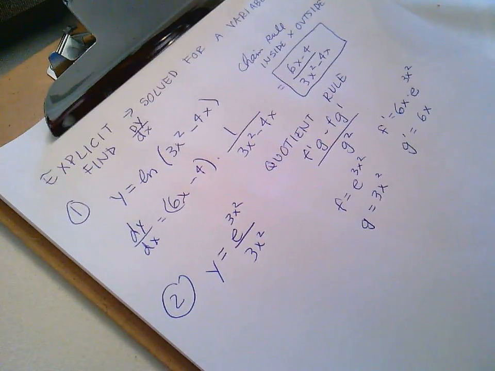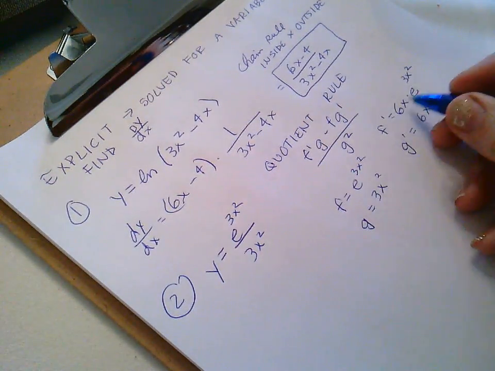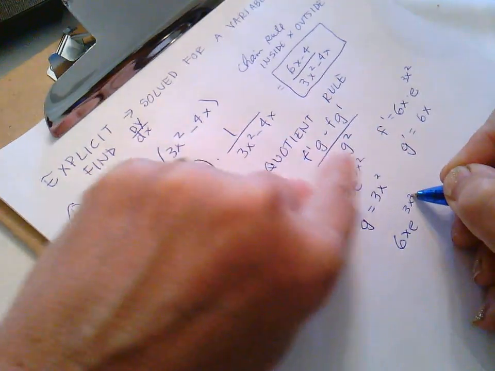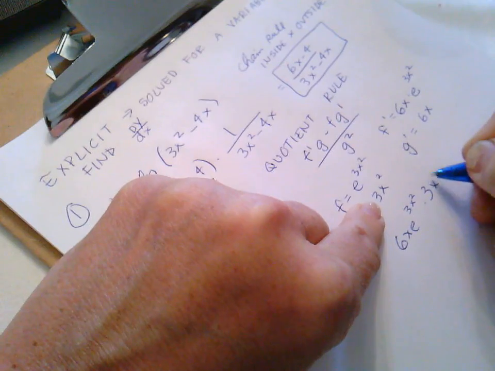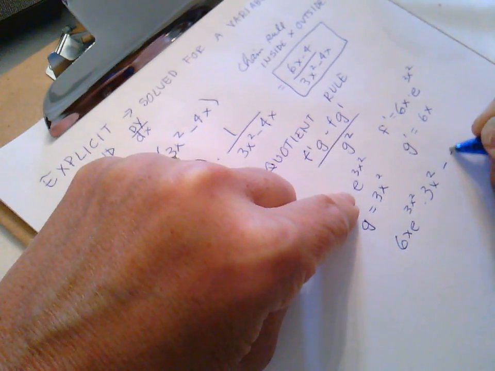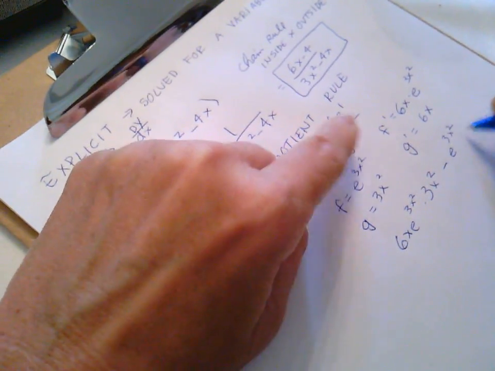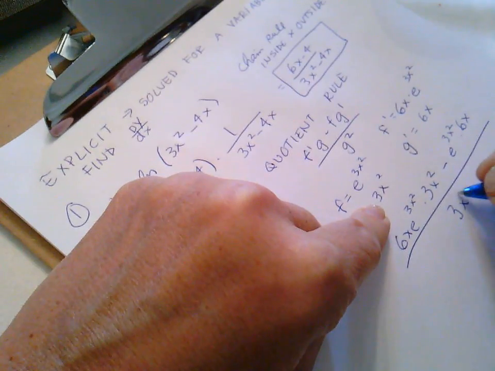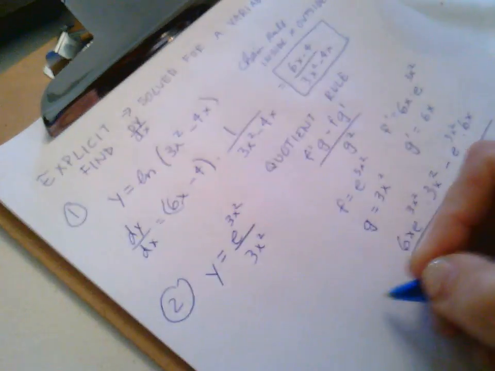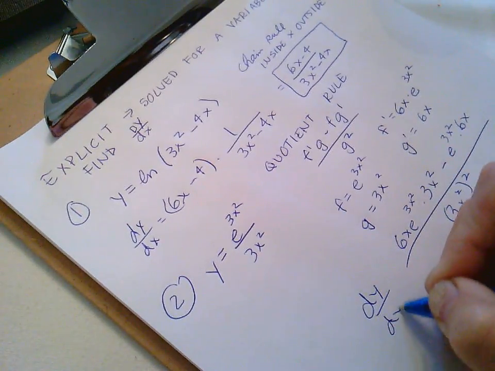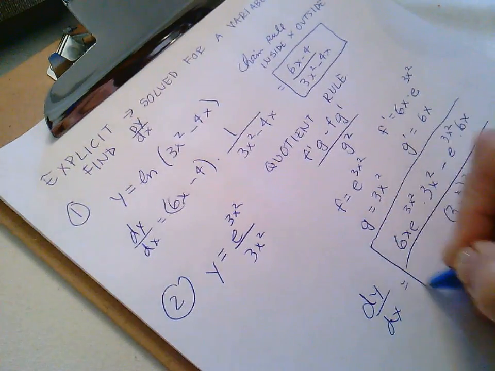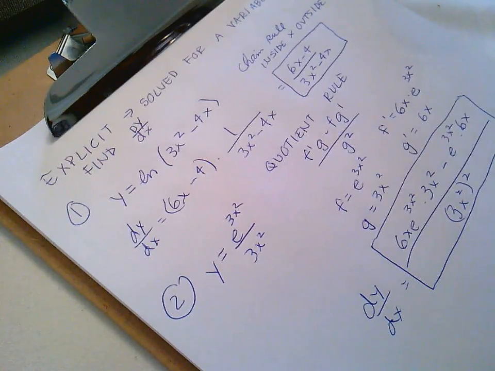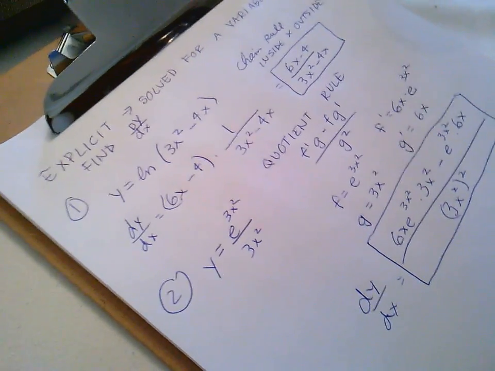Okay, now what we're going to do is plug it into the quotient rule. So f prime is 6x e to the 3x squared times g minus f times g prime all over g squared. And that's the derivative. And I'm not requiring you to simplify. You can if you want, but I'm fine if you leave it like that. Okay, now let's look at number 3.